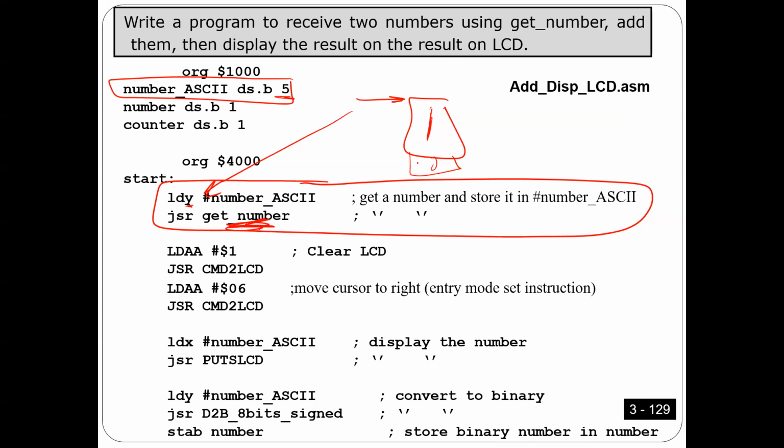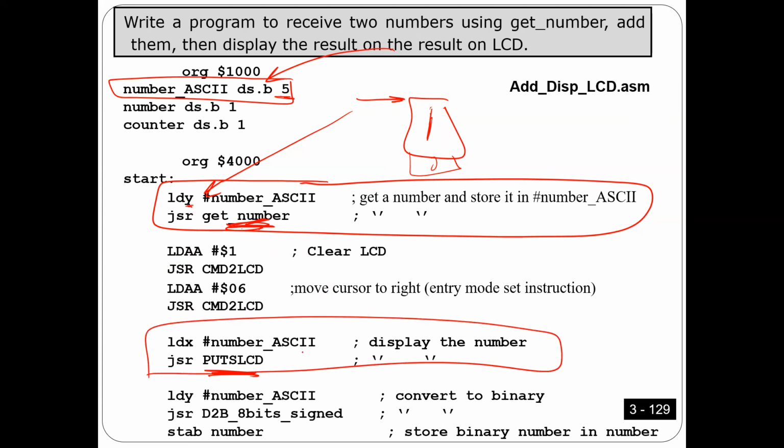Okay. Next, after that, I want to clear the LCD. Then after I get a number, and I store it here in ASCII, I want to display this number. How can you display this number? Put a string LCD. That's it. That's why here I'm calling put a string LCD, right? When you call put a string LCD, the beginning address has to be in register X, right? So here, for this array, I'm going to put the beginning address in X before I call this function.